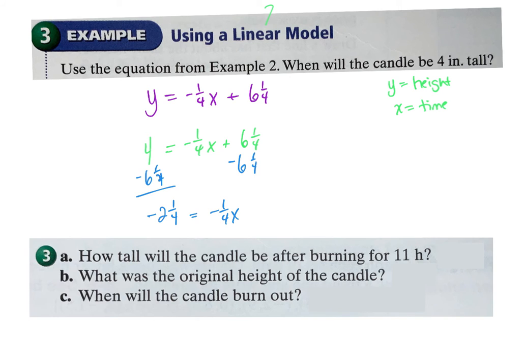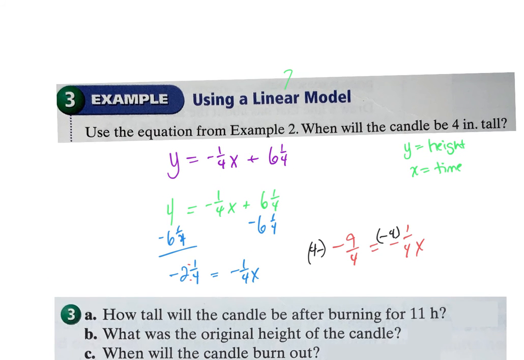All right, keep, change, flip. I do need to change this guy first, right? What is negative 2 1/4 as an improper fraction? Negative 9/4. Negative 9/4 equals negative 1/4 x. Multiply both sides by negative 4, right? I'm going to get what? X equals 9.